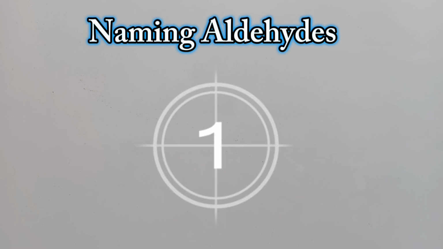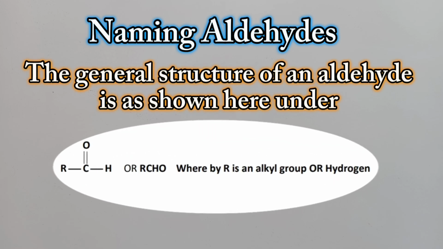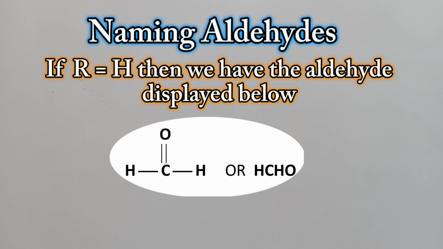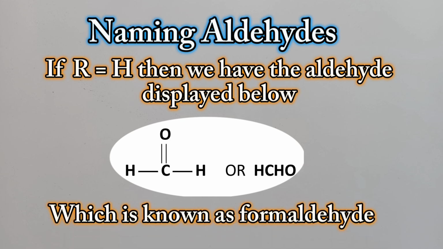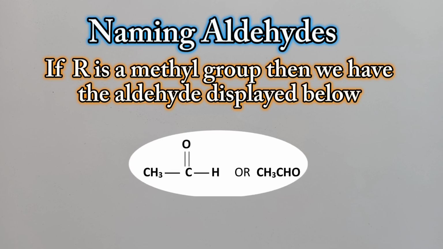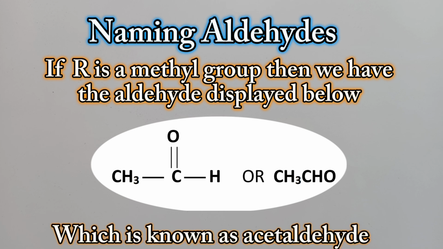First and foremost, let us first understand the general structure of an aldehyde. Displayed there is the general structure of an aldehyde. Notice that R can stand for an alkyl group or an aryl group or simply a hydrogen atom. When R is a hydrogen atom, then the aldehyde obtained is as displayed there and is generally known as formaldehyde. Also, when R is a methyl group, then the aldehyde obtained is as displayed there and is known as acetaldehyde.